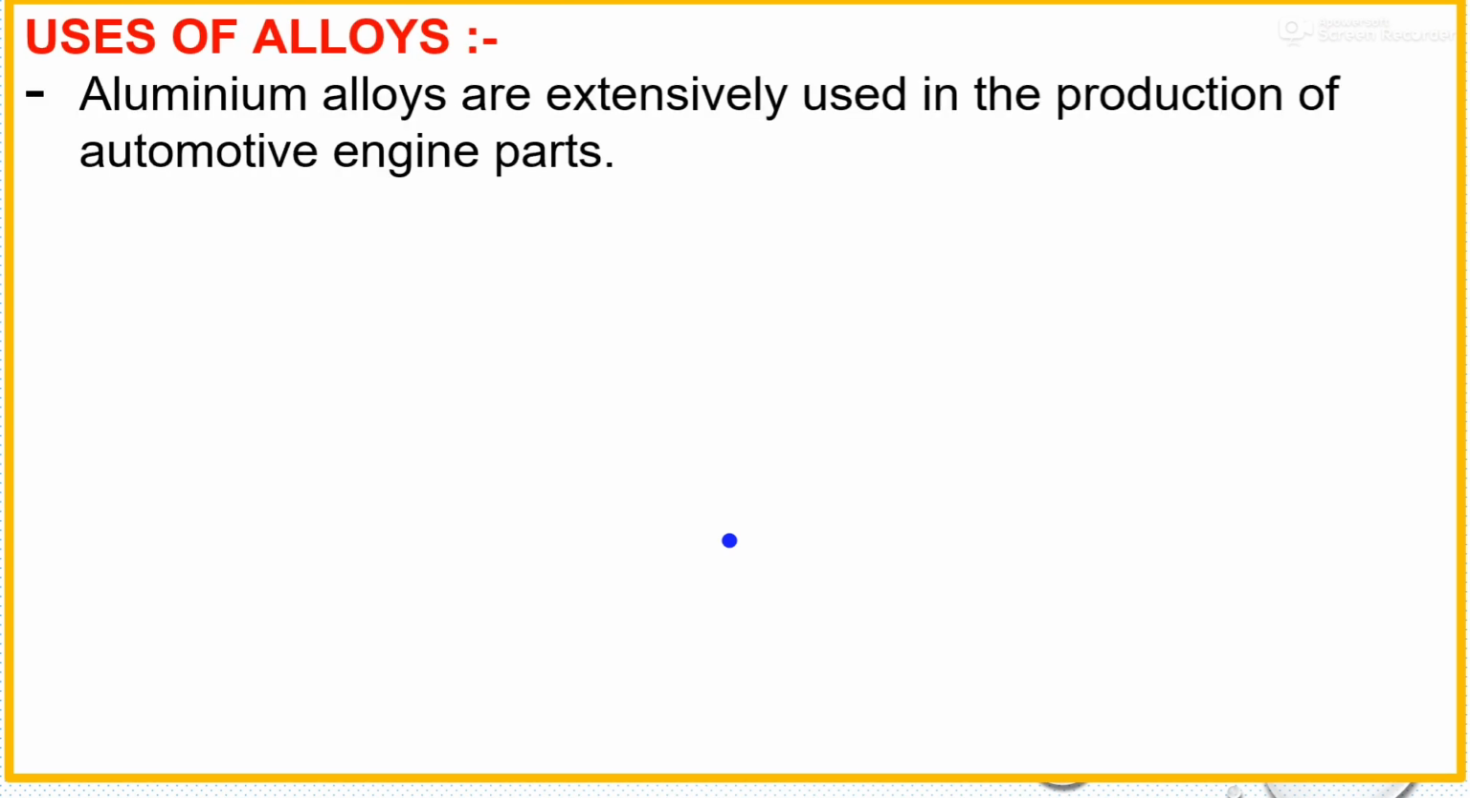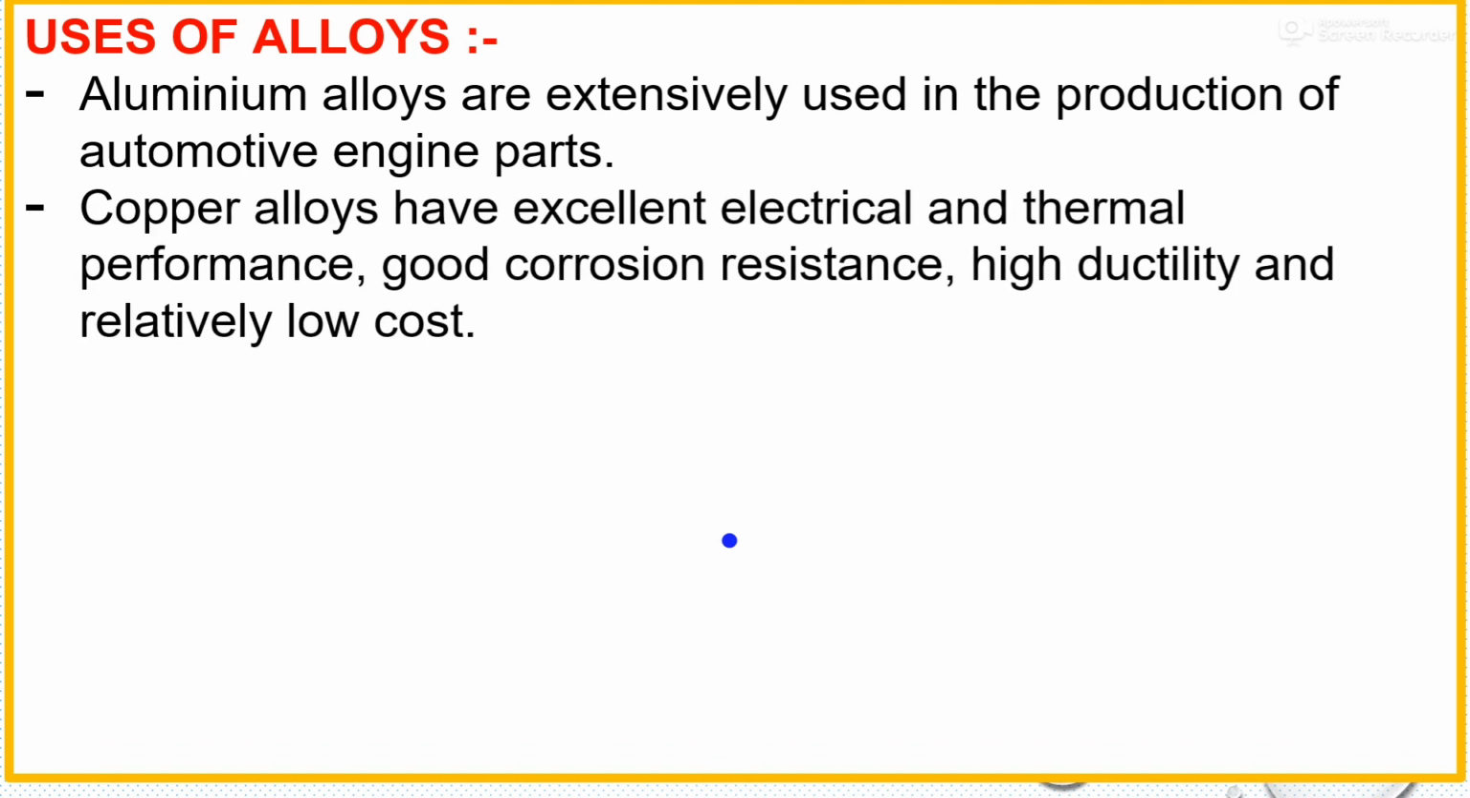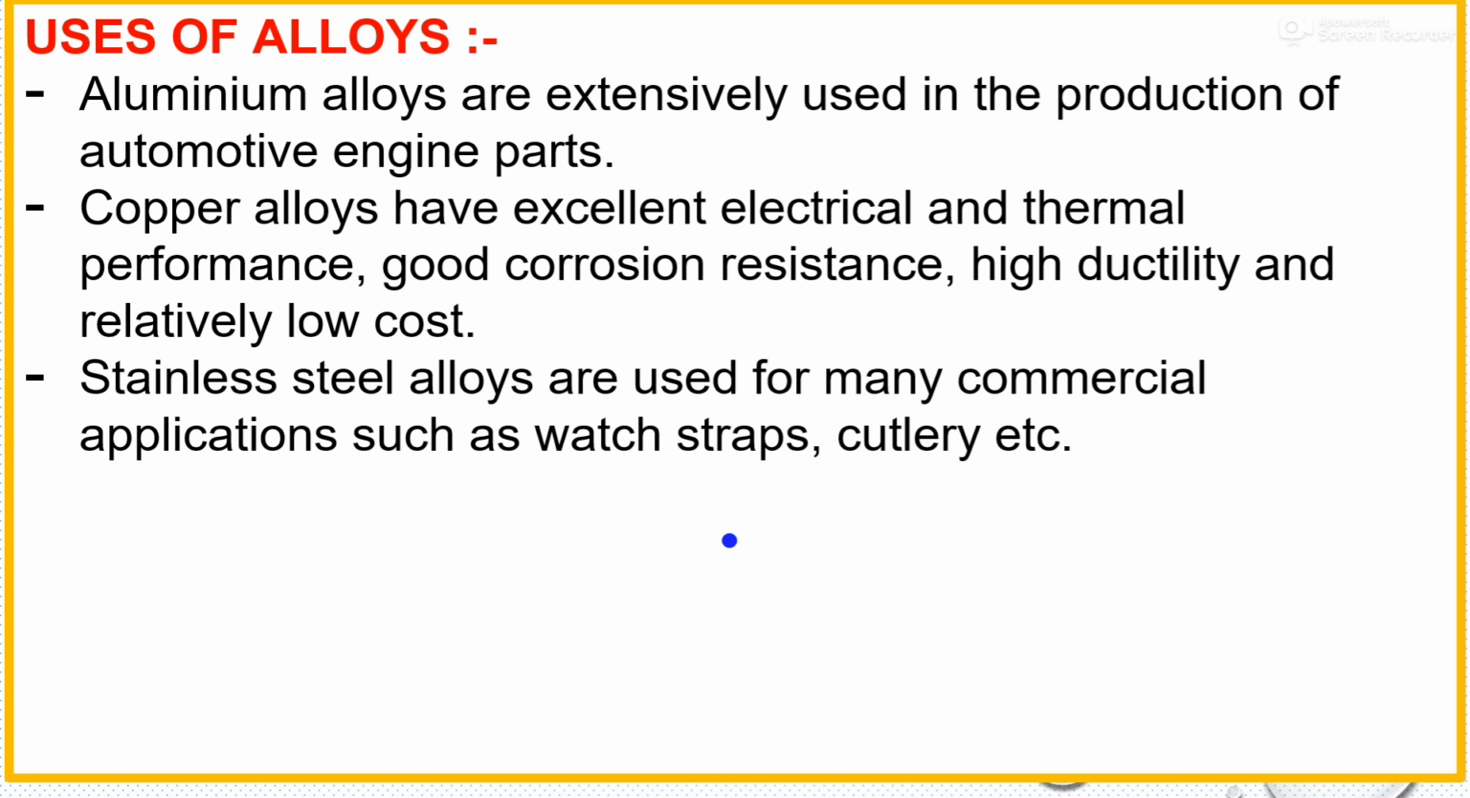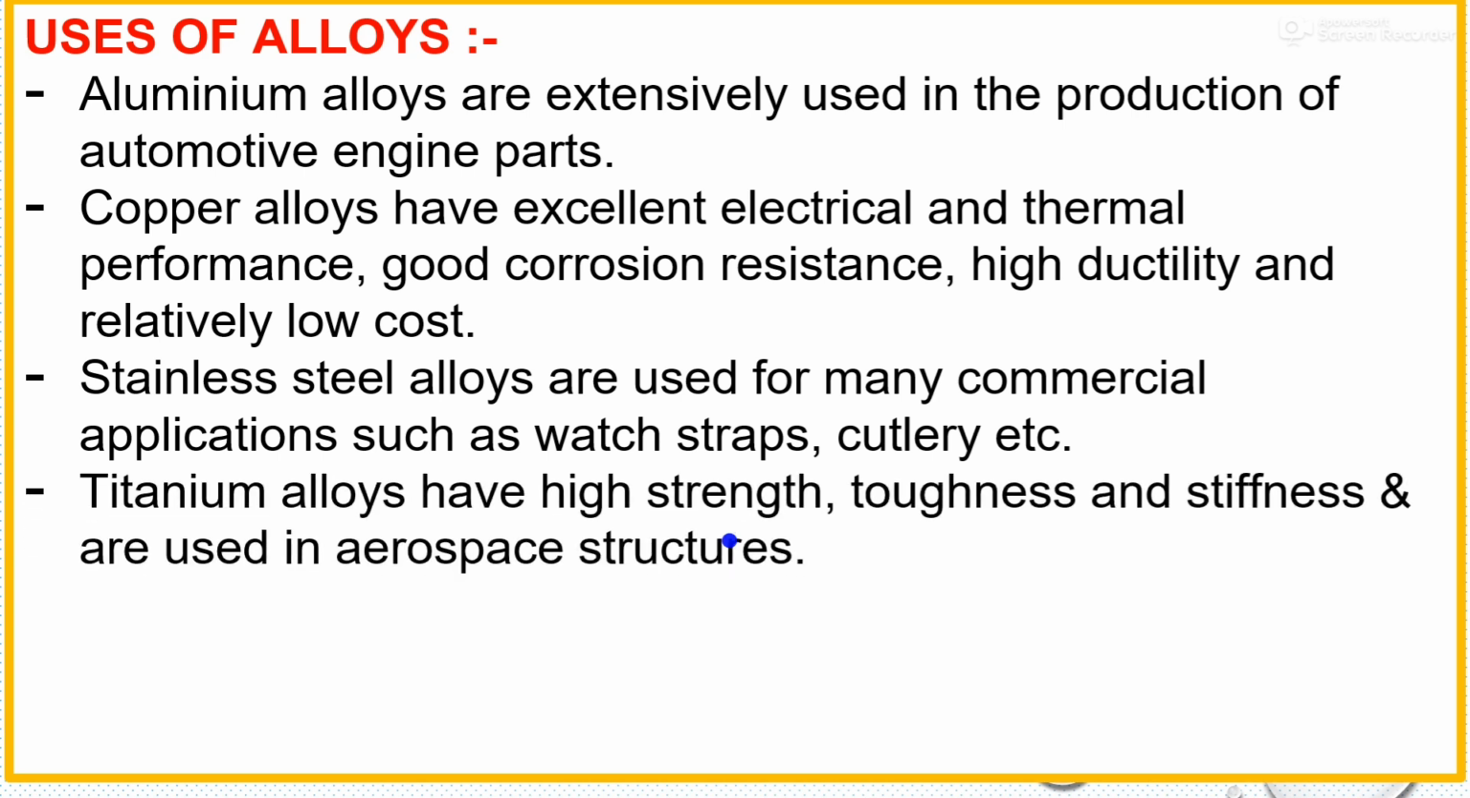Then the uses of alloys. Aluminum alloys are extensively used in the production of automotive engine parts. Copper alloys have excellent electrical and thermal performance, good corrosion resistance, high ductility, so we can make wires, and relatively low cost. Stainless steel alloys are used for many commercial applications such as watch straps, cutlery, etc. Then titanium alloys have high strength, toughness, and stiffness, and are used in aerospace structures. So these are the different uses of alloys.